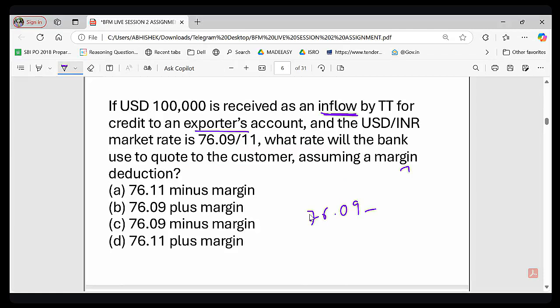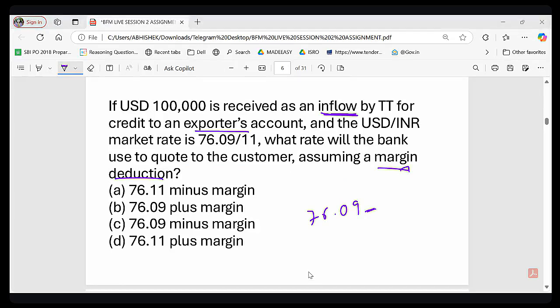As you can see, what is the margin? The margin here is not assume a margin deduction. You can see it written here. So what will be the correct answer? Tell me your option. What do you think is the option, A, B, C, D? What do you think is correct?